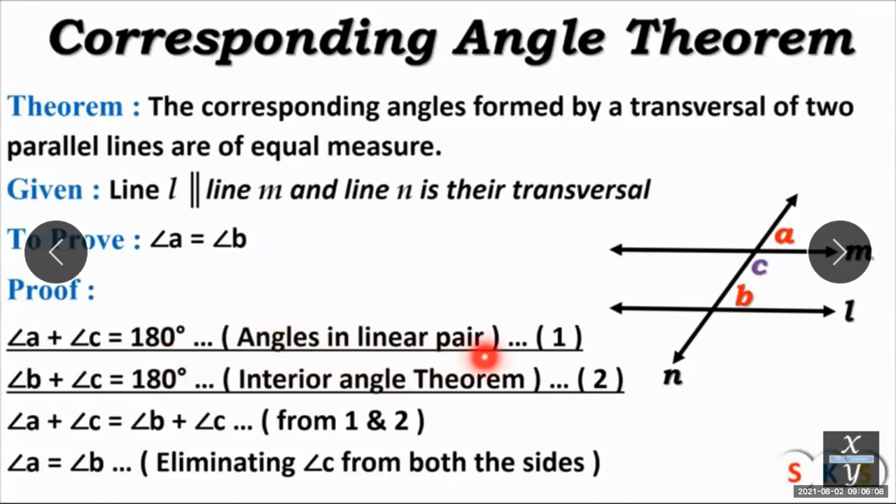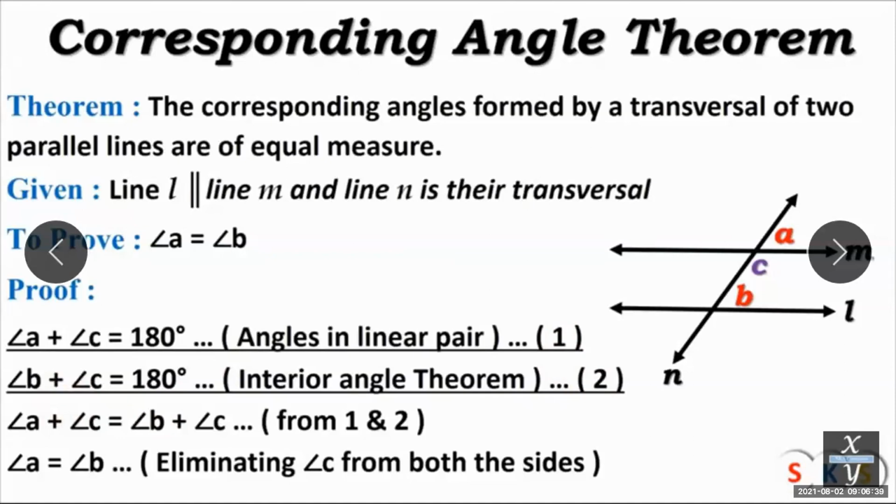Now as I told, second we will use the pair of interior angles. Now here angle B plus angle C is equal to 180 degrees. And we also know that interior angles are also supplementary. So together that is 180 degrees. So that is equation 1 and equation 2. Now see equation 1 and 2 clearly.